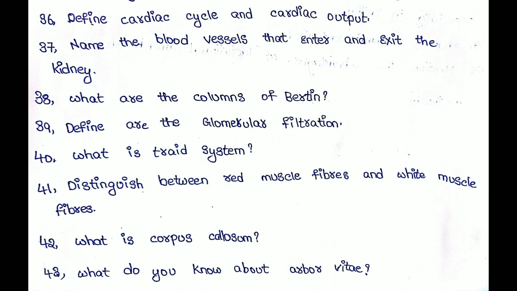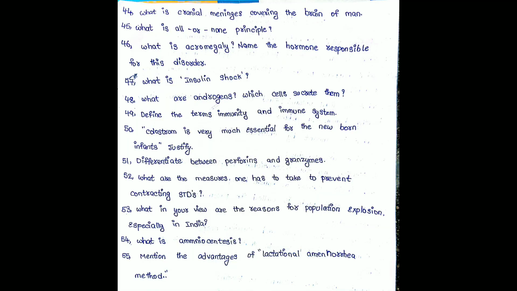Define glomerular filtration. What is strained system? Distinguish between red muscle fibers and white muscle fibers. What is corpus callosum? What do you know about arbor vitae? What are the cranial meninges covering the brain of man? What is all or none principle?